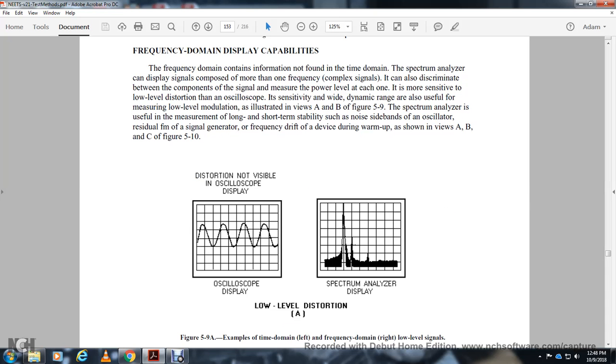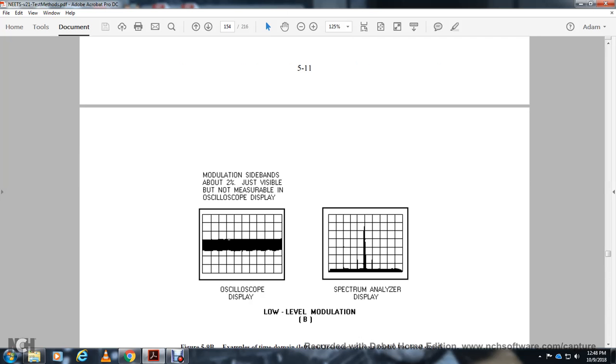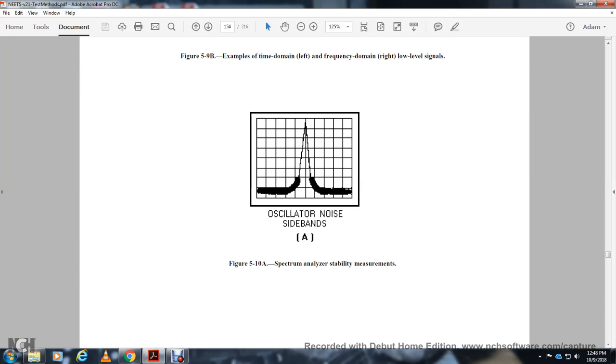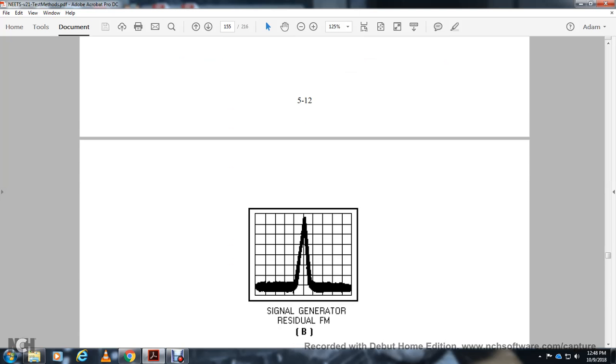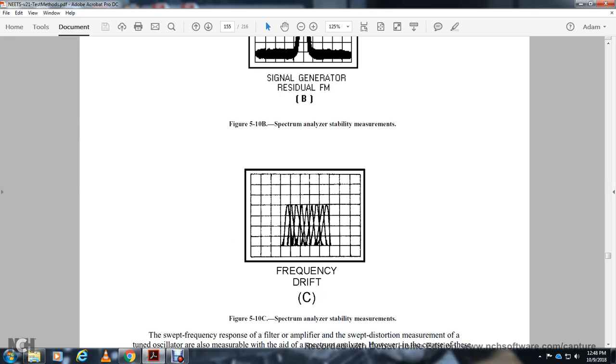Figure 5-9 shows an example of the time domain on the left and the frequency domain on the right. On the left, the distortion is not visible in the oscillator display, but in the spectrum analyzer display, modulation sidebands about 2% are just visible and not measurable in the oscillator display. The spectrum analyzer display shows low level modulation and oscillator noise bands. Spectrum analyzer stability measurements show the signal generator residual frequency modulation.